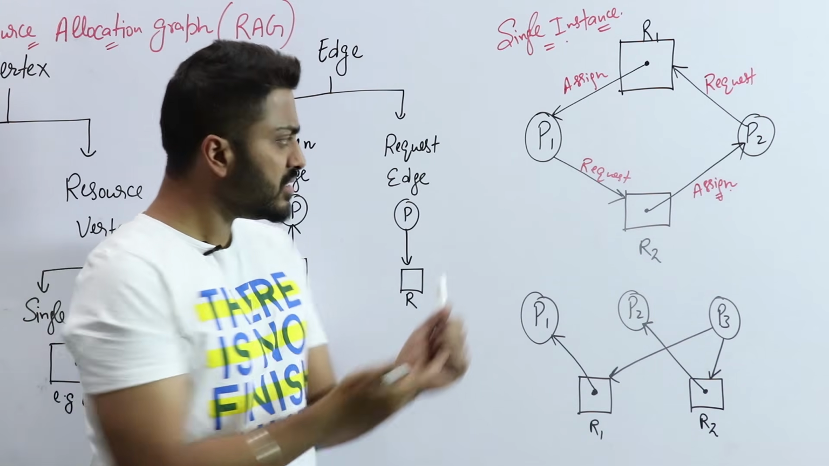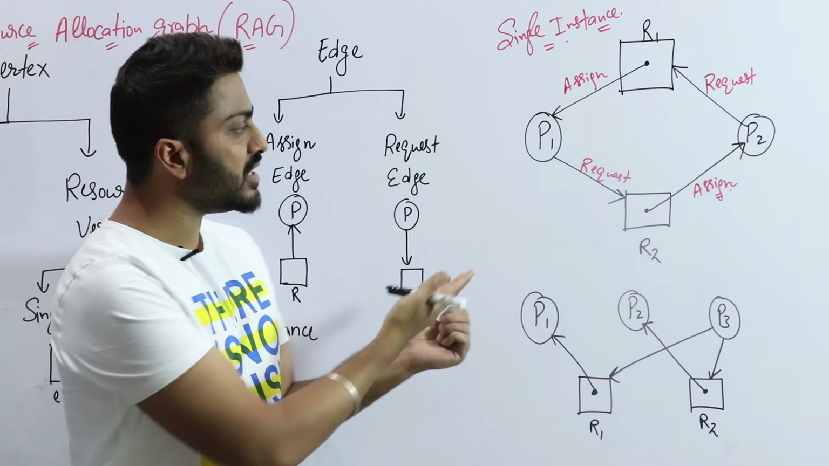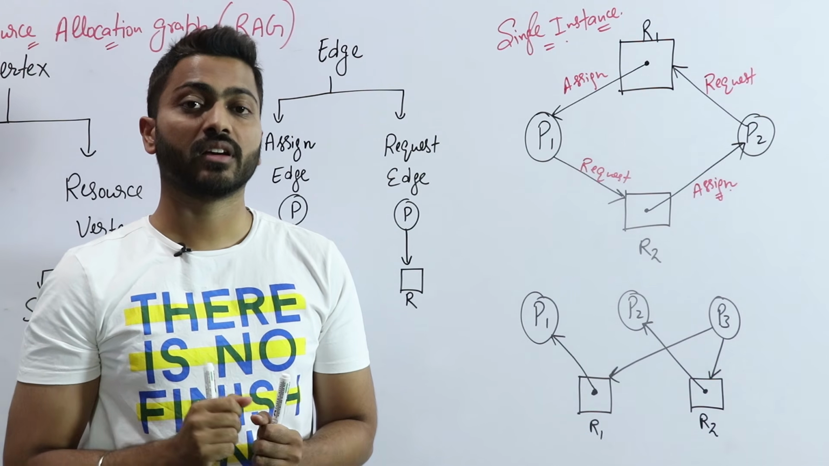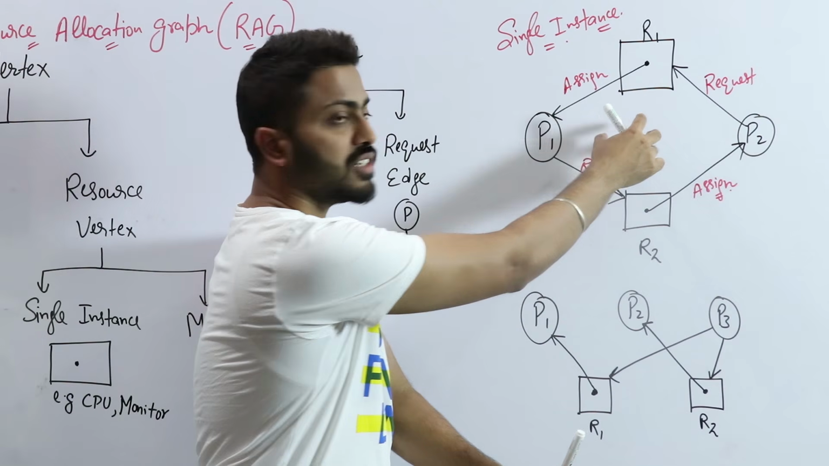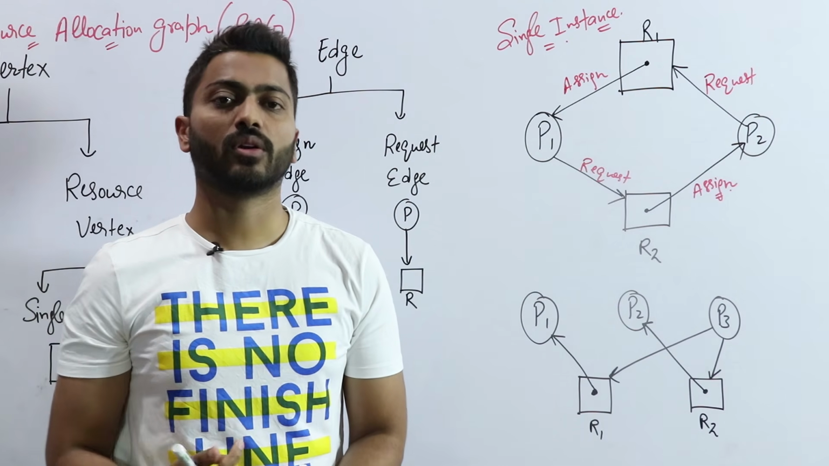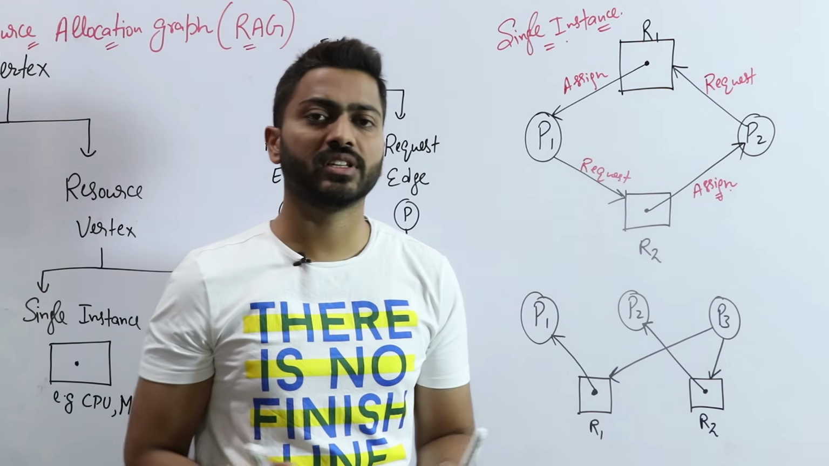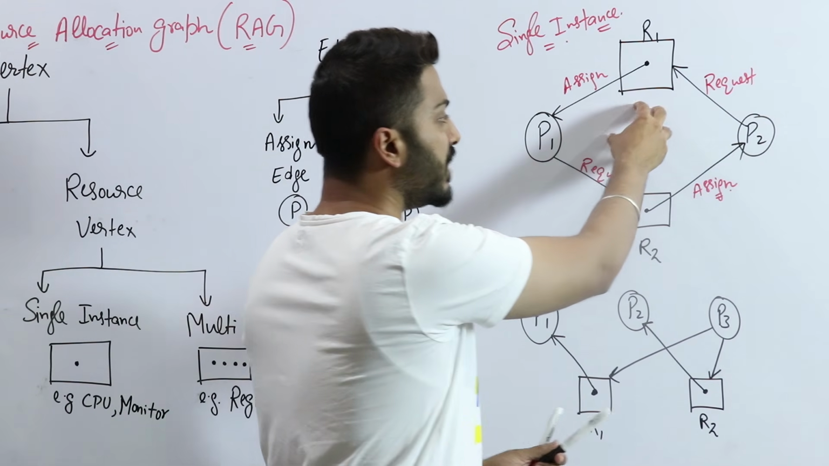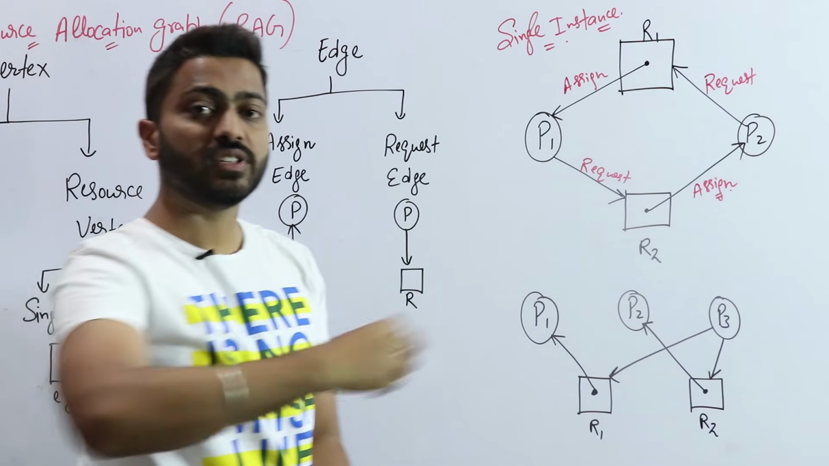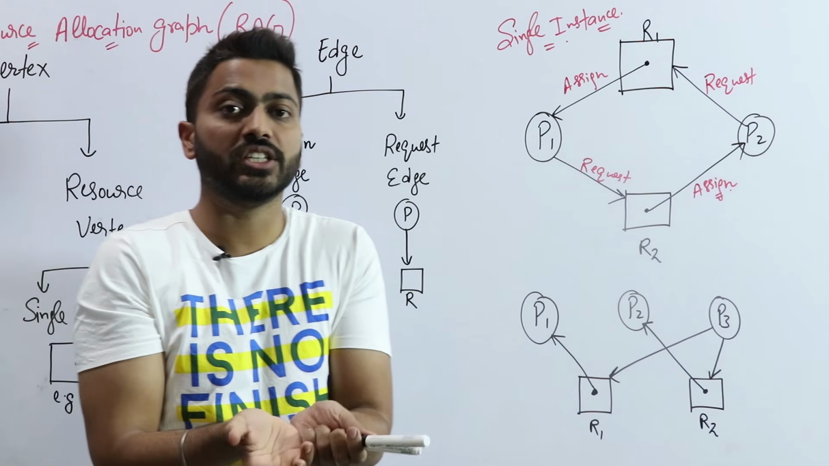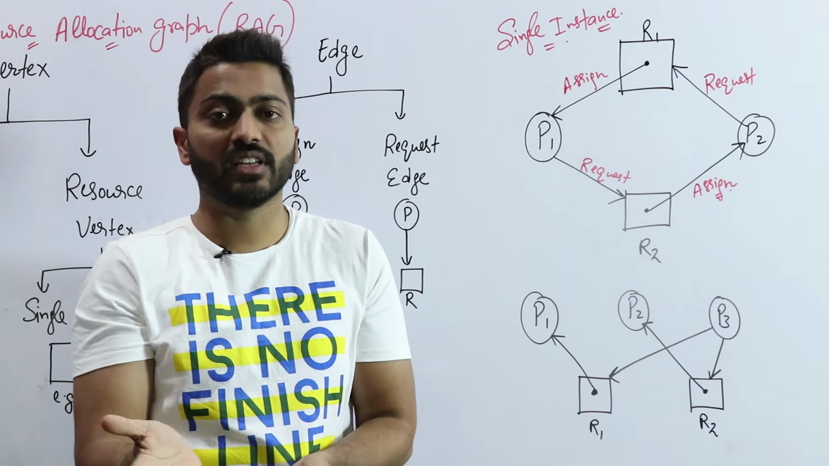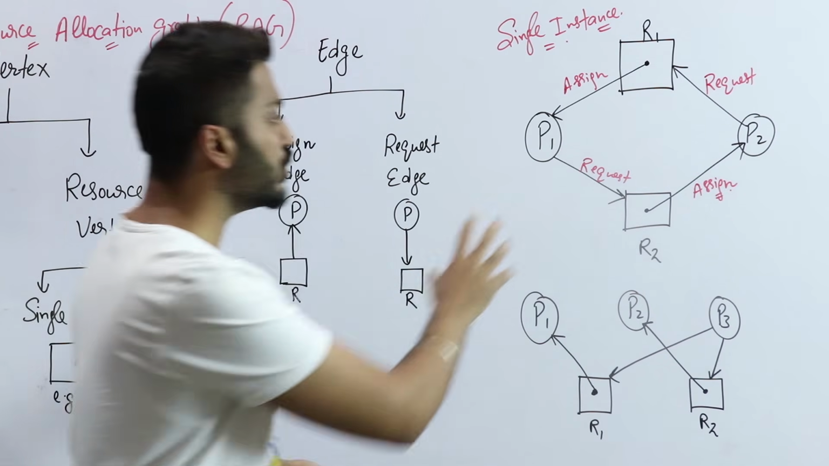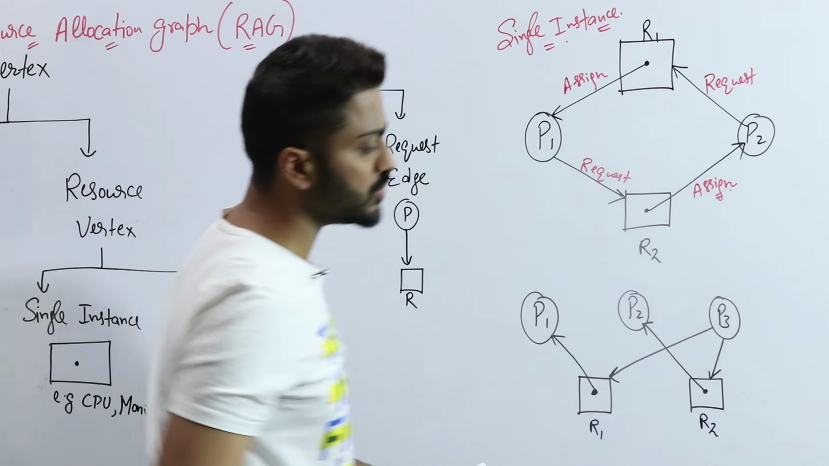Now, what is the advantage of this? Why do we represent it like that? The main reason is to check whether in this system there is a deadlock or not. This is the most asked question in GATE and other competitive exams, where you will be given a RAG, and by looking at that RAG, you have to tell whether a deadlock exists or not. That is the question asked most of the time. So let's examine this one first.